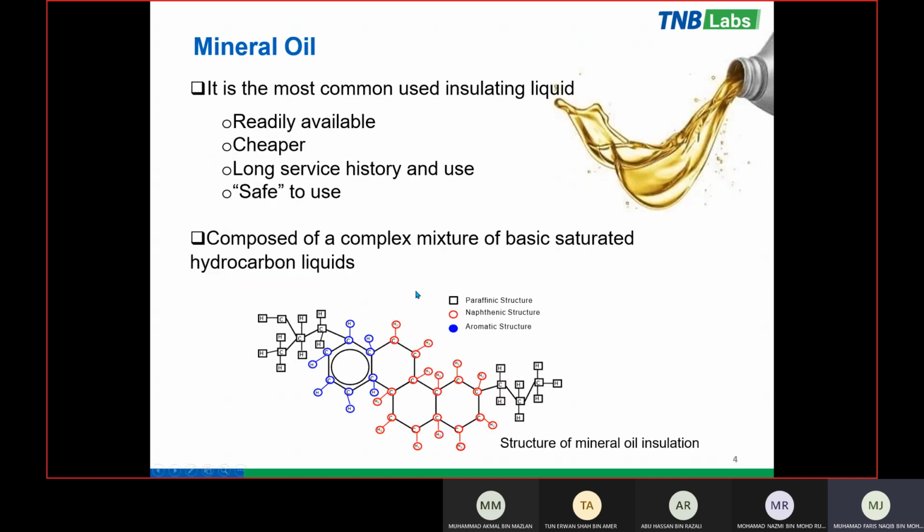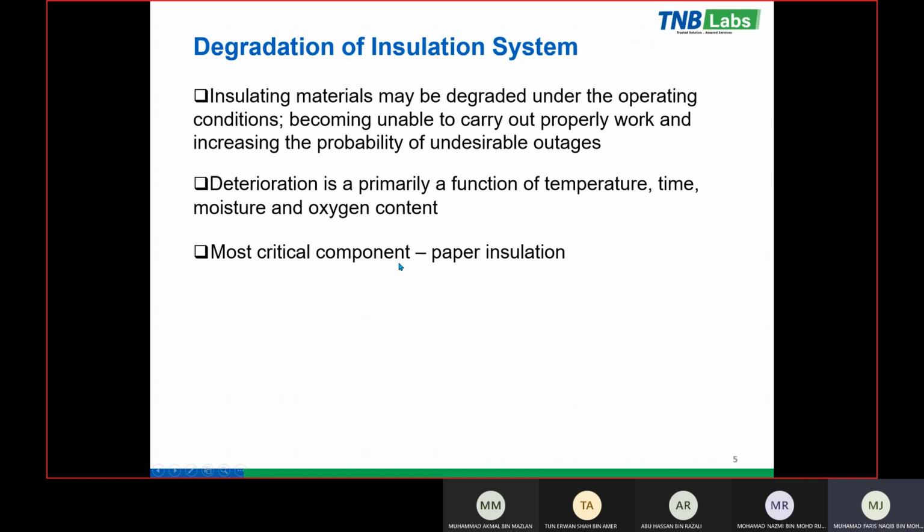Okay, mineral oil is the most commonly used insulation liquid, which is readily available, cheaper, has a long service history, and is safe to use. The composition of the complex texture of the basic saturation hydro liquid. Okay, that's all.